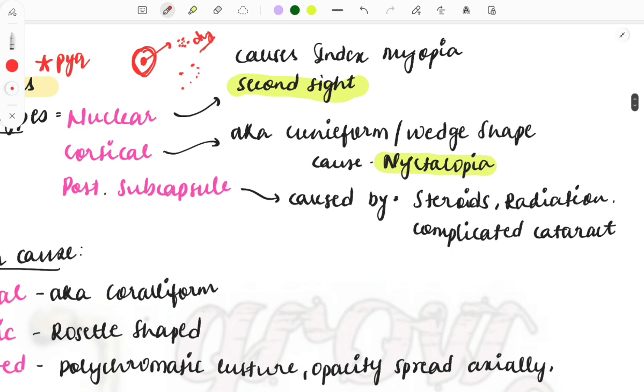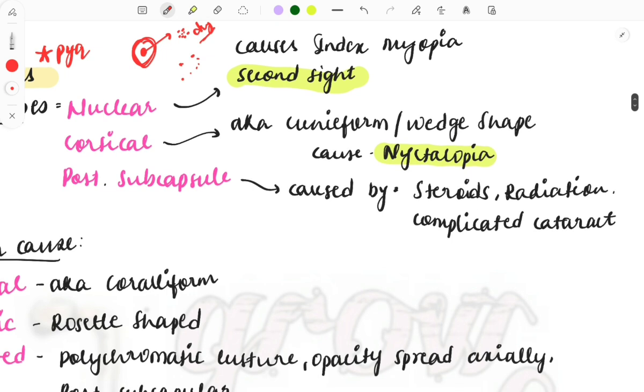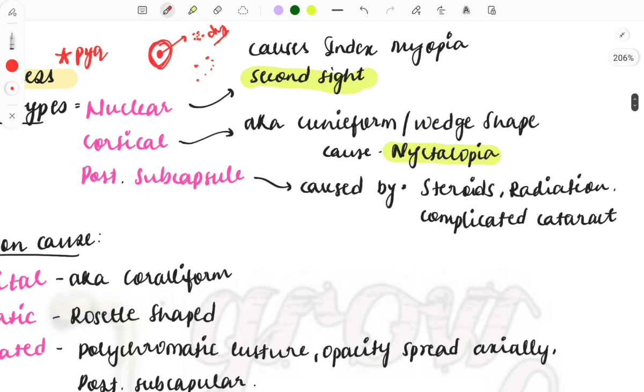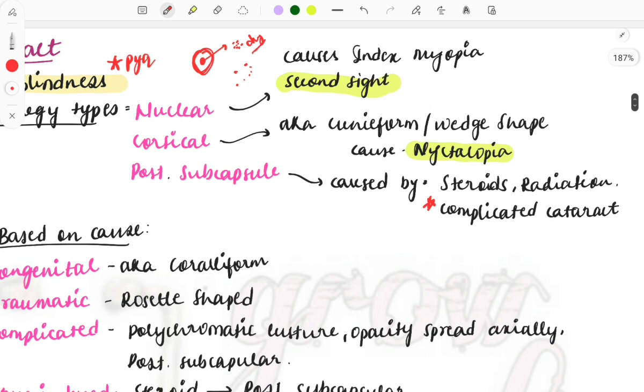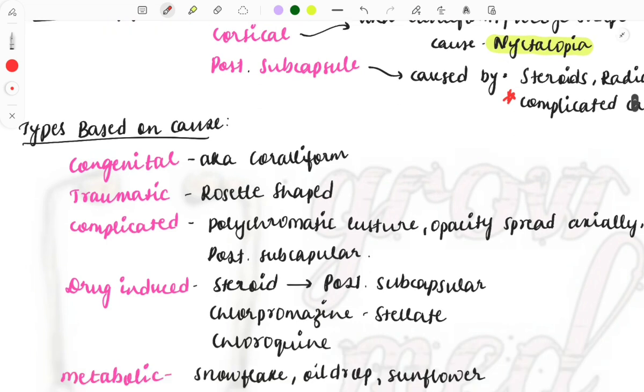Then posterior subcapsular is caused by steroids, radiation, and complicated cataract. This is an important thing. An 'all except' kind of question can be asked. So you need to remember that steroids, radiation, and complicated cataract cause posterior subcapsular cataract.